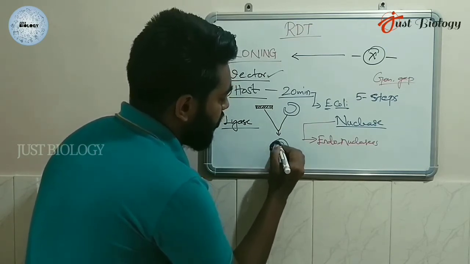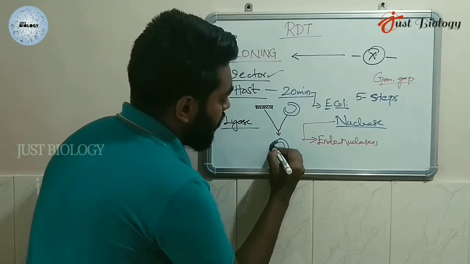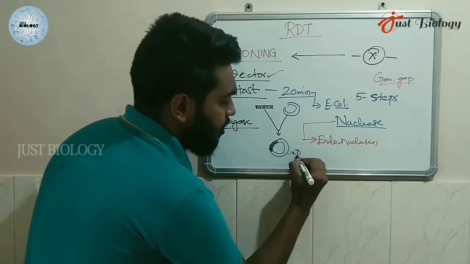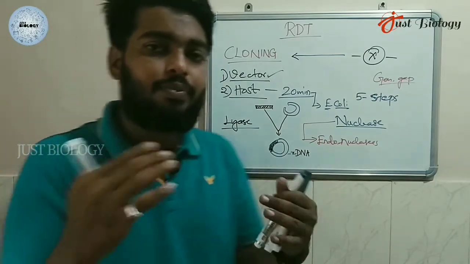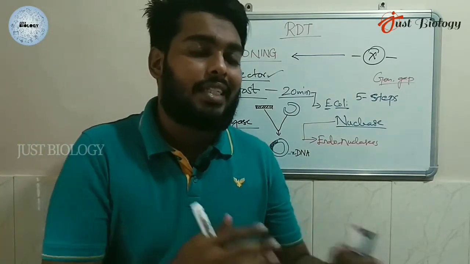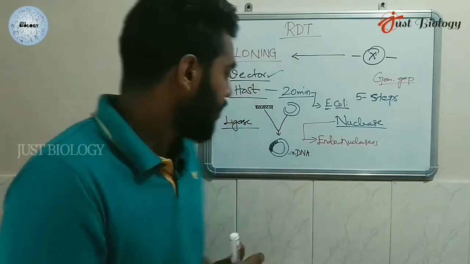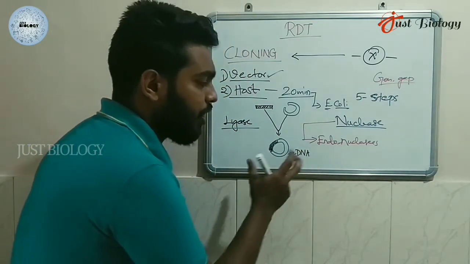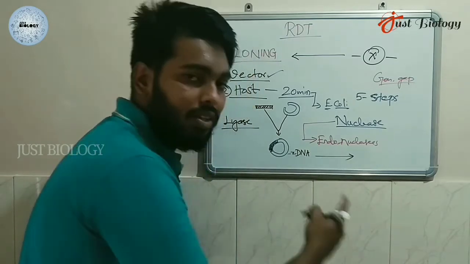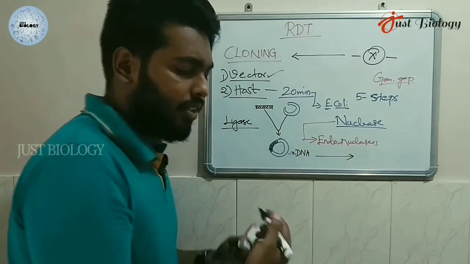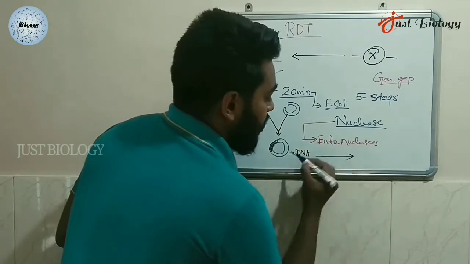This vector will join together. So this is called rDNA, recombinant DNA, because you blend two different kinds of gene information. So this rDNA molecule will be transferred to the host. So that is the second last step.